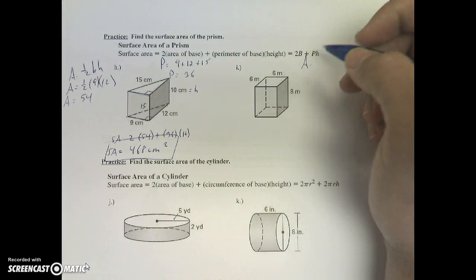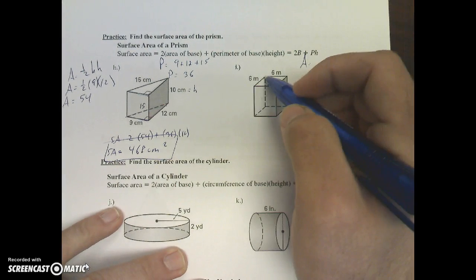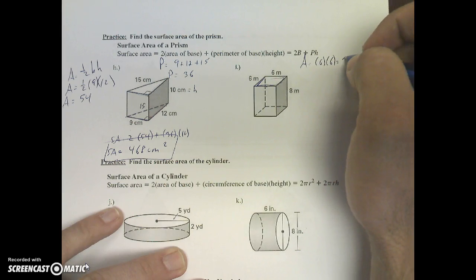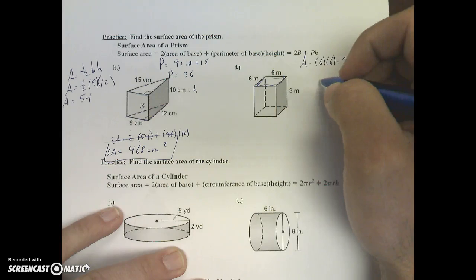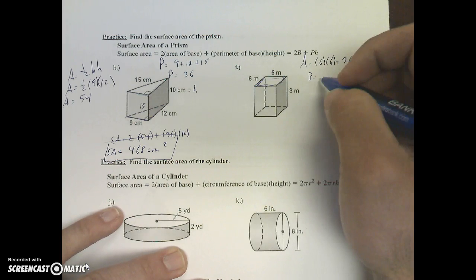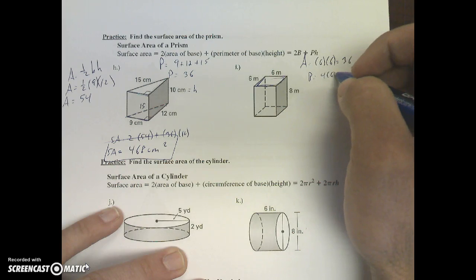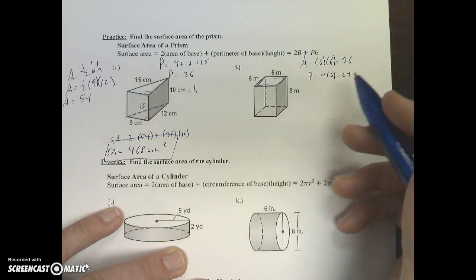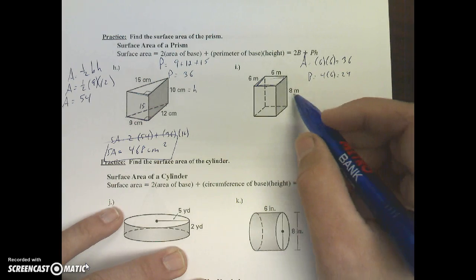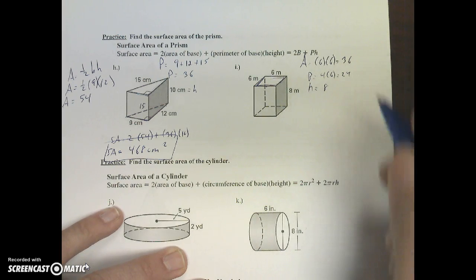All right, here we go. Area of your base. Your base is a square, so it's 6 times 6, 36. Okay, perimeter of your base. Well, this is a square, so 4 times 6 is 24. If you're wondering where the 4 came from, it's just 6 plus 6 plus 6 plus 6. I just condensed it down. And my height is 8.